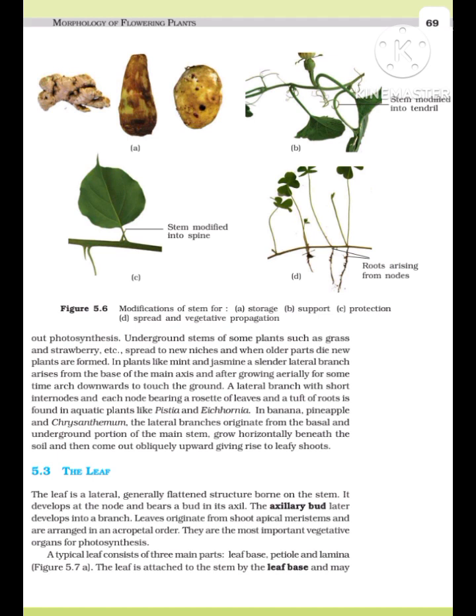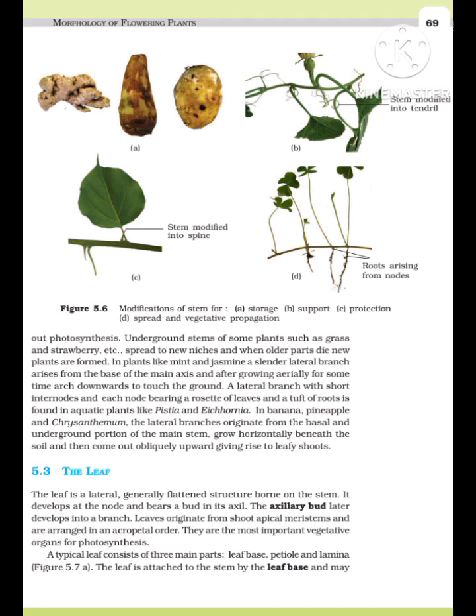Figure 5.6: Modifications of stem: axillary bud modified into tendril, ginger, potato, zaminkand; stem modified into spine, Bougainvillea sp.; Oxalis sp.; roots arising from nodes. A, storage; B, support; C, protection; D, spread and vegetative propagation.